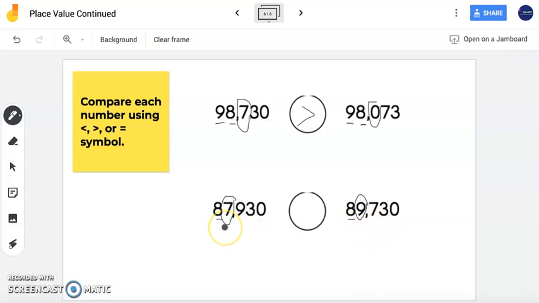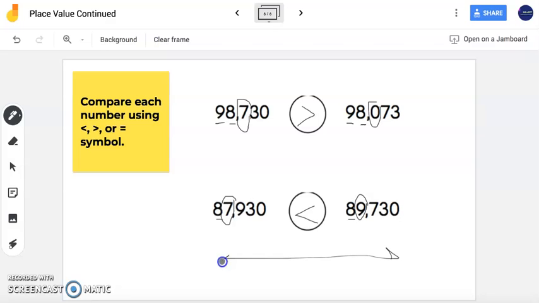So 7 is much smaller than 9, which is telling me that 87,930 is less than 89,730. So in this problem here, I recommend that you go from left to right. You can also think about this as a number line too.